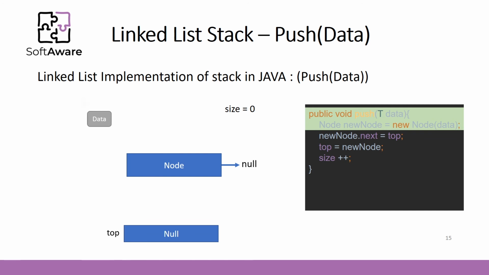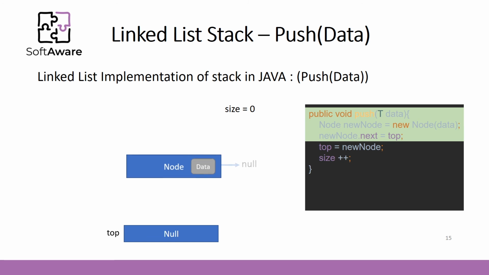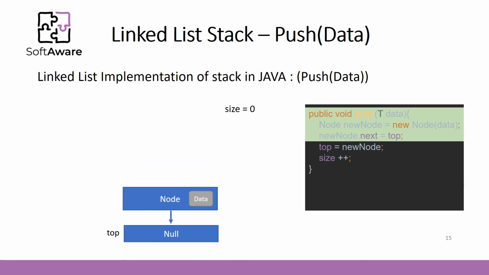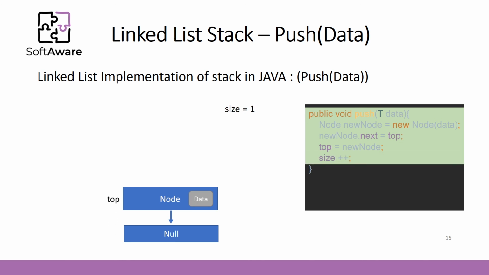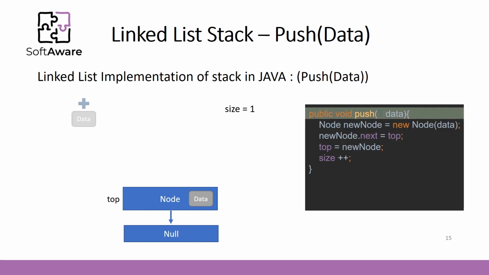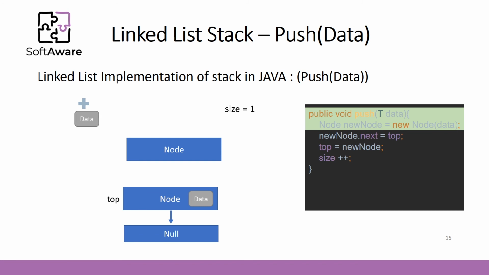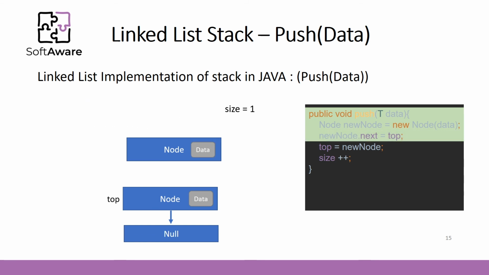Next, we point this node to the top node and change the top to be the newly created node. This will ensure that the newly added node is now our top node. We increase the size by 1 as we now have one element in our linked list stack. Let's repeat this operation once again to familiarize ourselves with the flow of the push operation in a linked list stack.